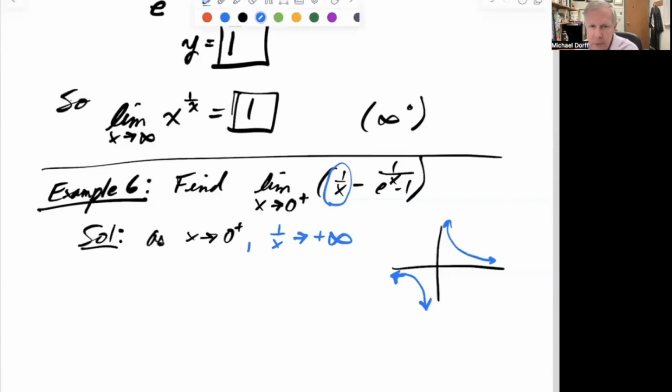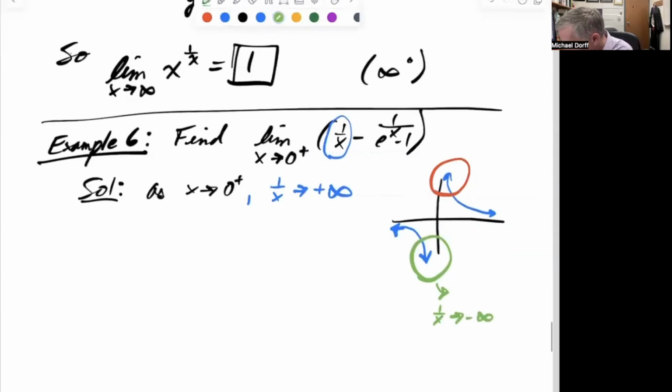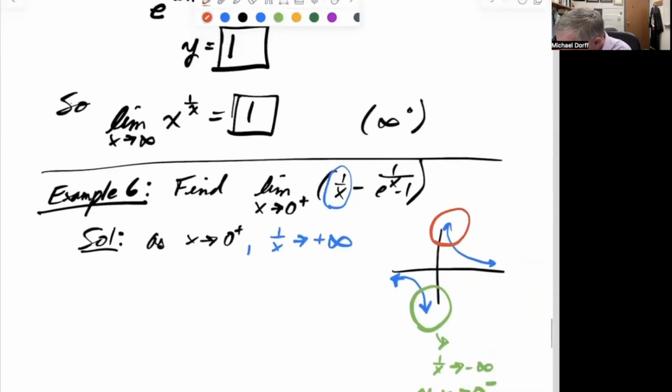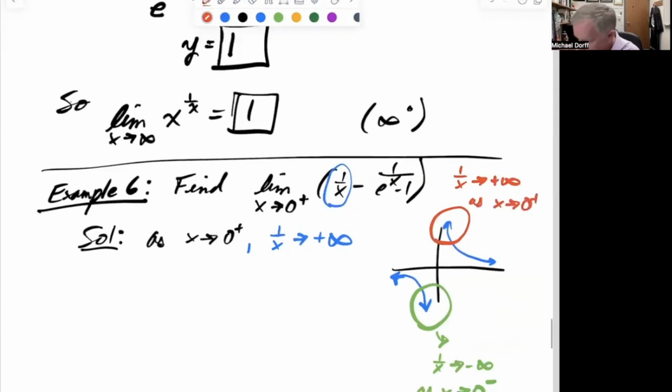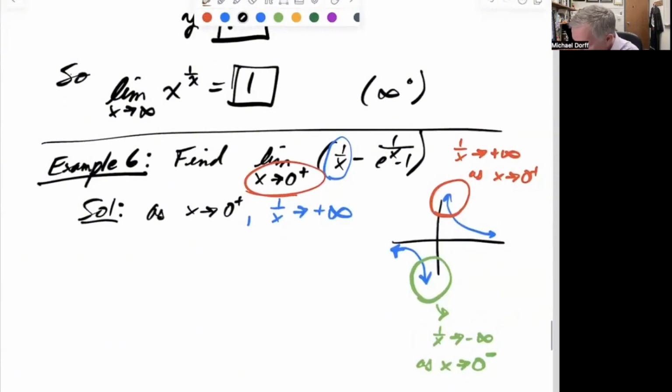So 1 over x goes to negative infinity as x approaches 0 from the left. But in this case, 1 over x goes to positive infinity as x approaches 0 from the right. That's why the original problem has plus infinity there. So 1 over x is going to go to positive infinity.